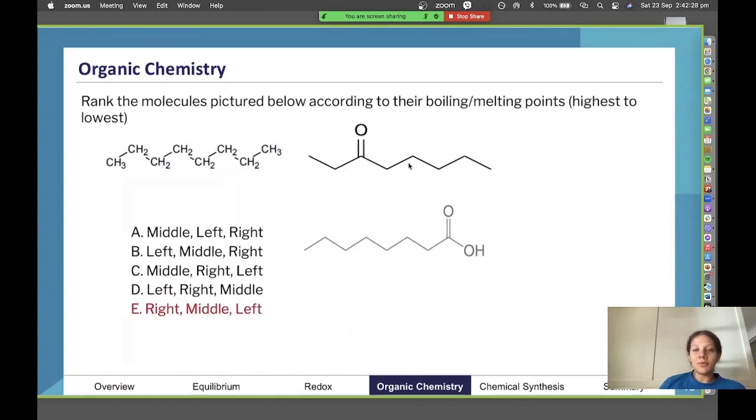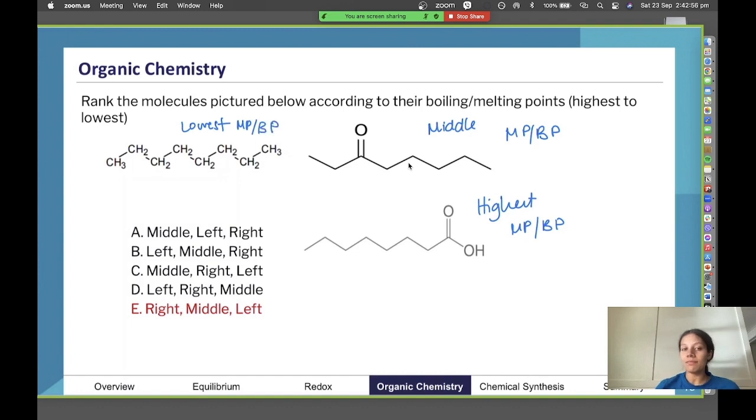Alrighty, so we're going to go from the right to the middle to the left. So that means this one here has our highest melting point / boiling point. This is our middle, kind of medium melting point, boiling point relative to the other two. And the one on the left is our lowest melting point / boiling point.